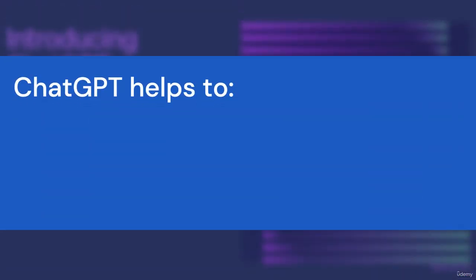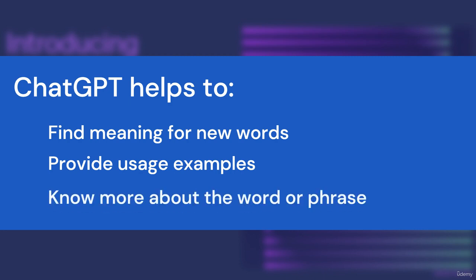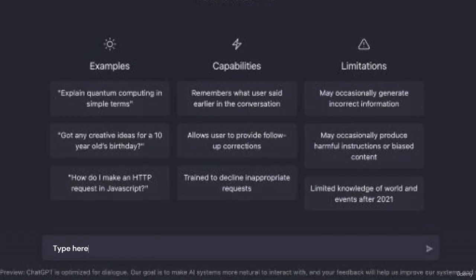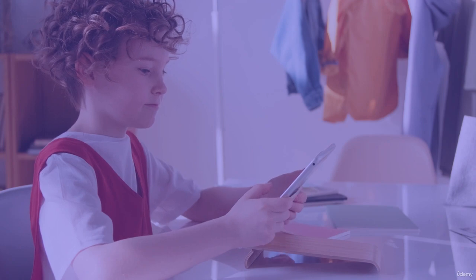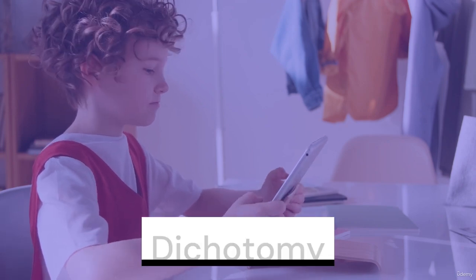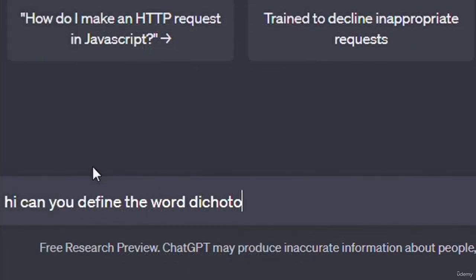ChatGPT will help in finding meaning for words with ease, provide usage examples, and help you know more about the word or phrase. For that, simply open the ChatGPT interface and type in the word or phrase you want to define. For example, consider the word dichotomy. To find its meaning, we can add the prompt, "Hey ChatGPT, can you define the word dichotomy for me?" It's as simple as that.